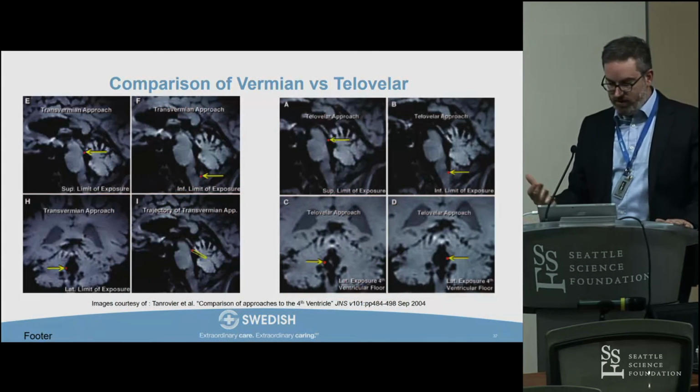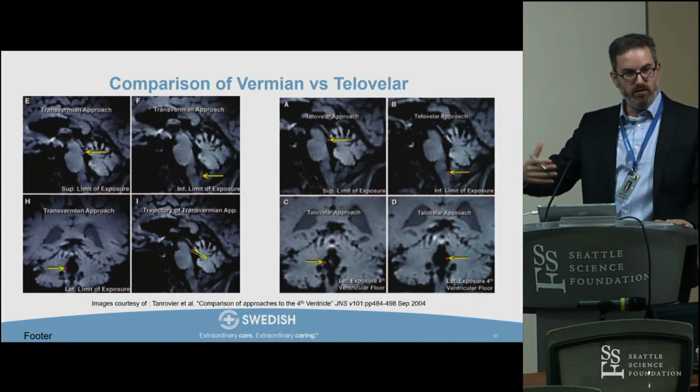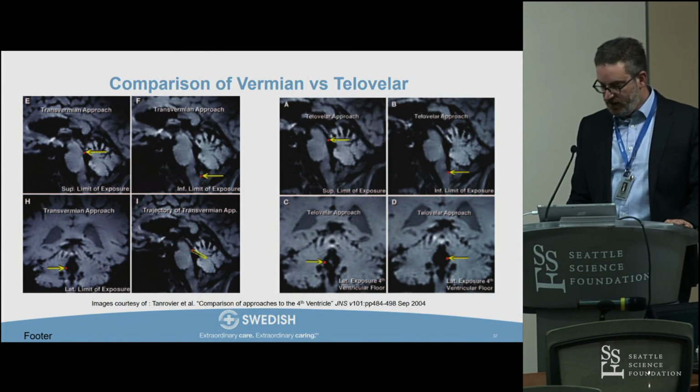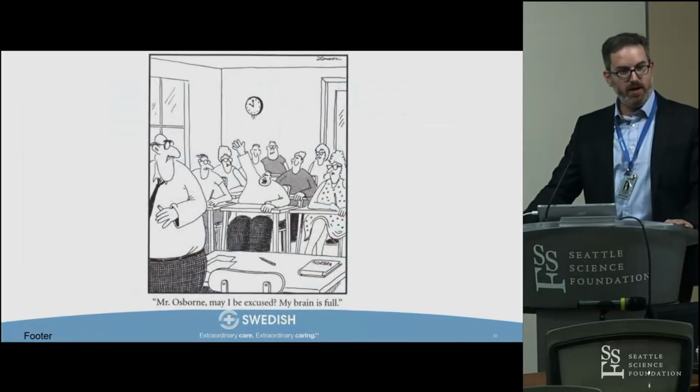And that's also shown here. They compared on neuronavigation how high, how low, how far lateral they could get. And I think we'll stop there for today.